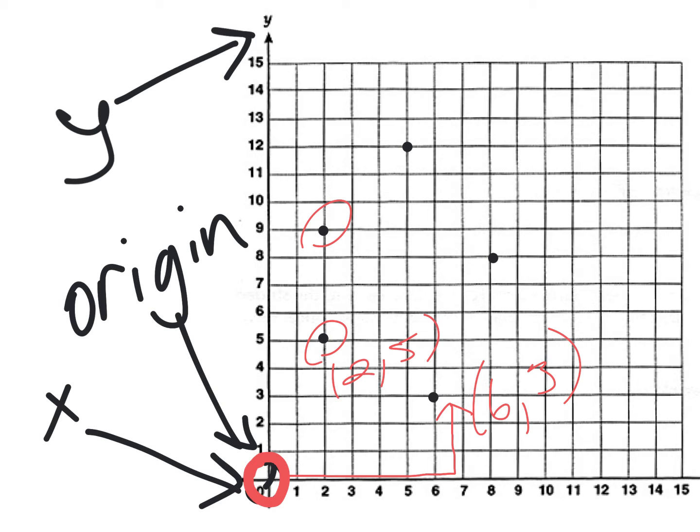So I'm going to label that 2, 5. I'm going to do the same thing. I'm going to crawl to the 2, but now I'm going to go up to the 9. So this is going to be 2, comma 9. And then I'm just going to keep going.